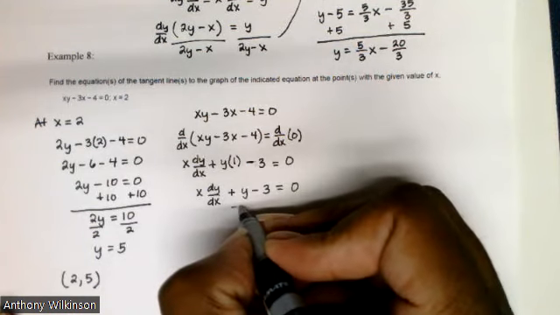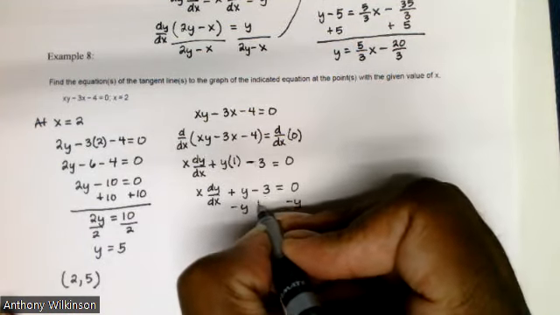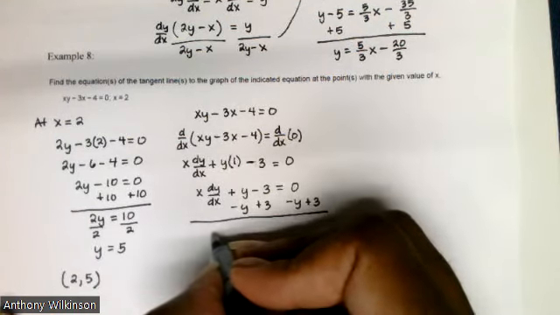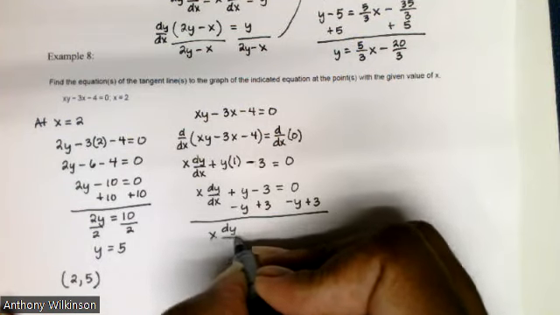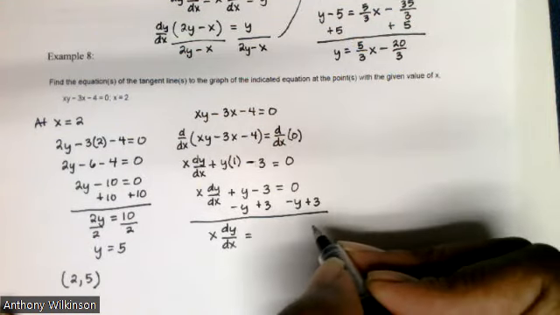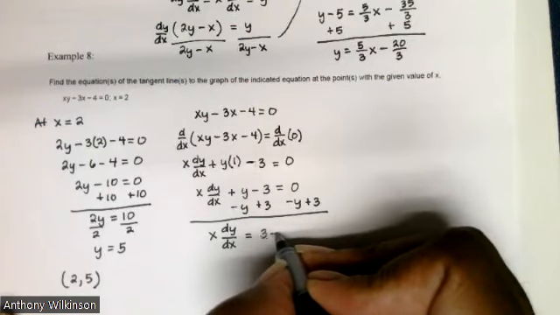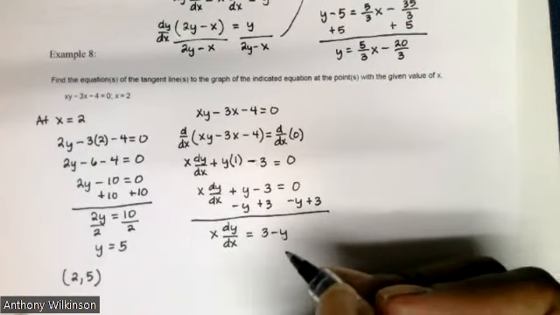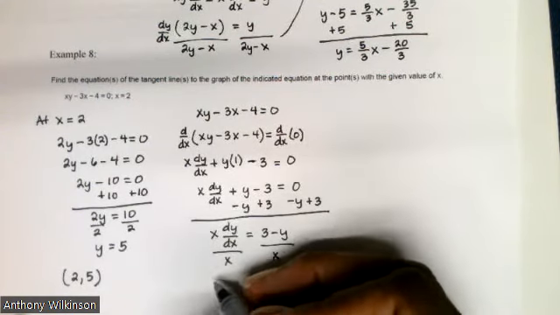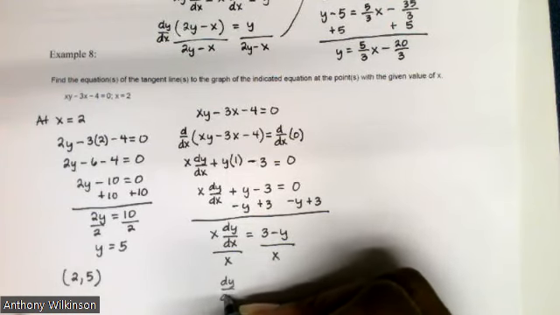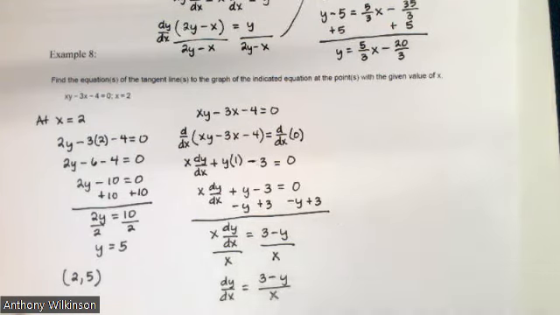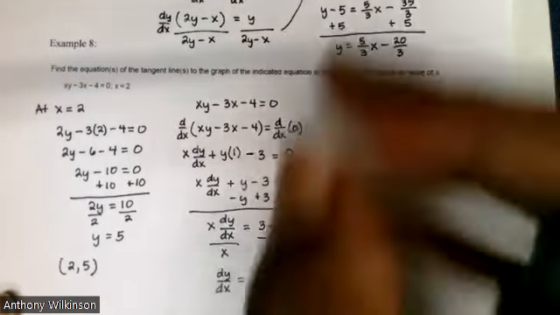So I need to move the y over by subtracting y on both sides and adding 3 on both sides. So I'm moving all the terms that don't have dy/dx over to the opposite side in one step. So I have x times dy/dx is equal to, I'm going to write negative y plus 3 as 3 minus y. And then divide both sides by x in order to get dy/dx by itself. That would mean dy/dx is equal to 3 minus y, all divided by x. That's dy/dx.